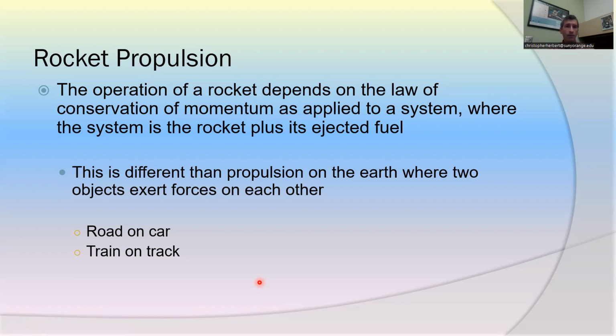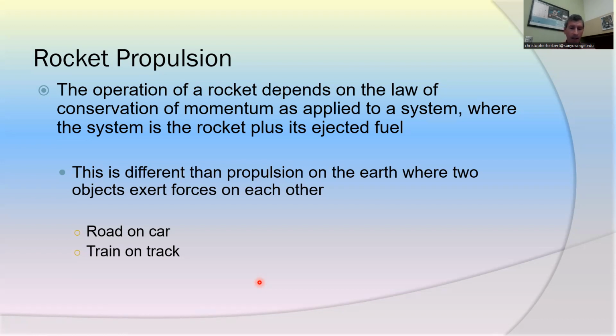So again, rocket propulsion is different from propulsion that we use terrestrially: a road putting a force on a car, tracks on a train, propelling a train forward as a train puts a force on the rails, and even a boat pushing on the water and an airplane pushing on the air. There's nothing to push off of.